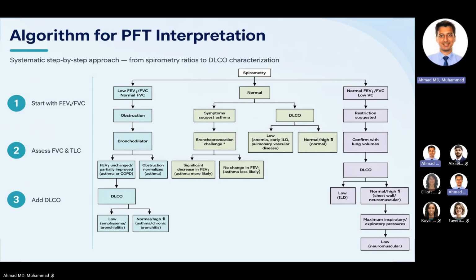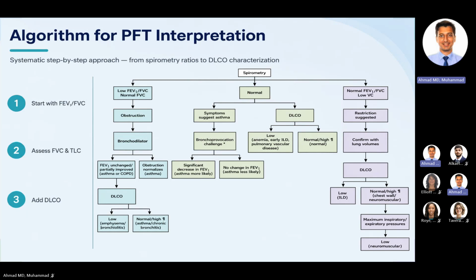On the right-hand side, if the spirometry is normal, look at the diffusion capacity. If the diffusion capacity is normal, the patient has normal lung function. However, if the diffusion capacity is low, then possibilities include early interstitial lung disease or pulmonary vascular disease.